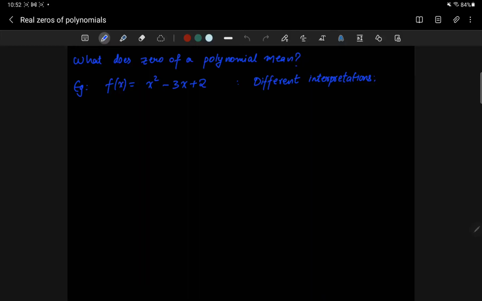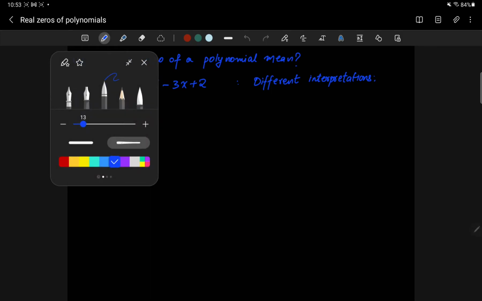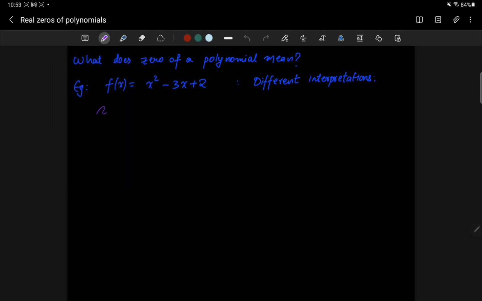Hi everyone. This week we will be learning about polynomial functions and an important piece of information that we are always interested in for polynomials, which is called the zero of a polynomial. Now, there are different interpretations of what it means.